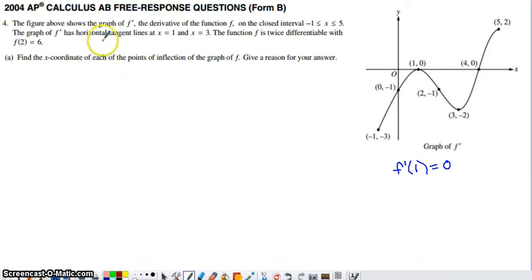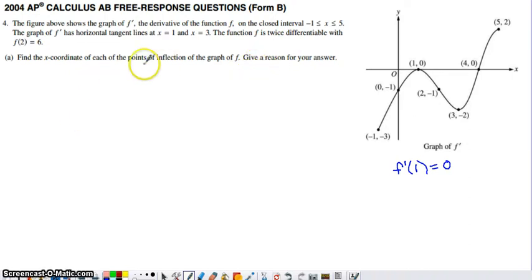We are told that f prime, the graph over here, has horizontal tangents at two x values, 1 and 3, and we're also told that the function f is twice differentiable, meaning that the value of the second derivative is going to exist everywhere between -1 and 5. They also tell us that f of 2 is 6. In part A of this question, they want us to find the x-coordinate for each point of inflection for the graph of f, and then give a reason for our answer.